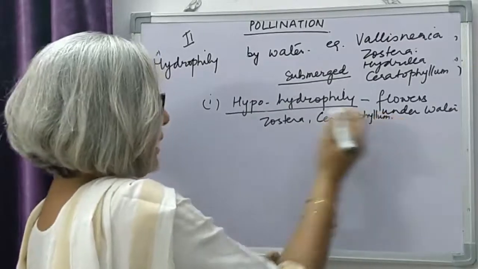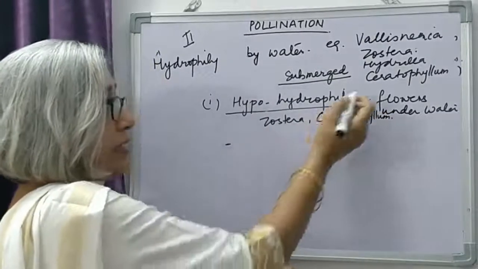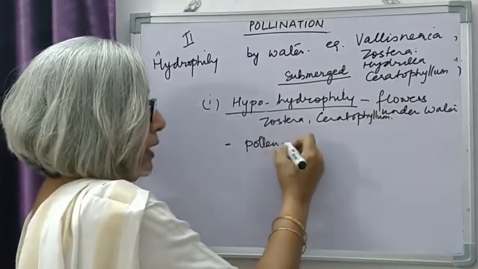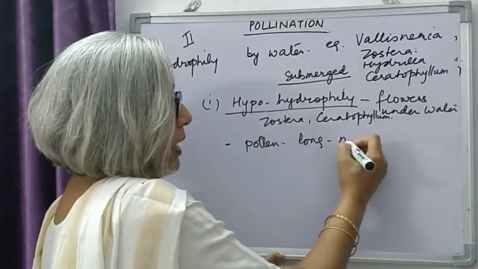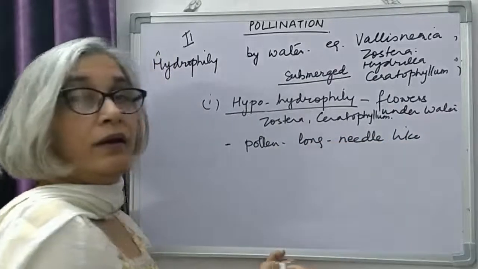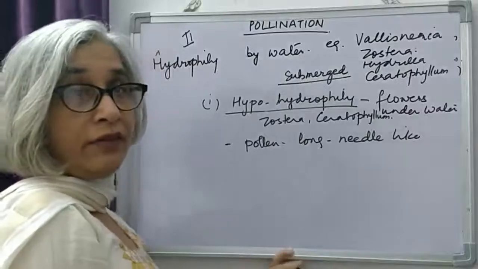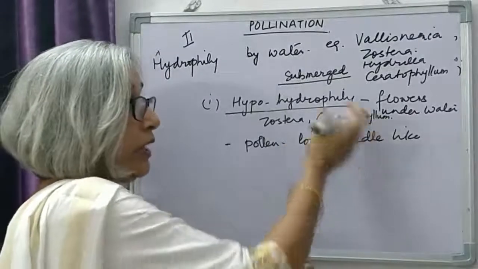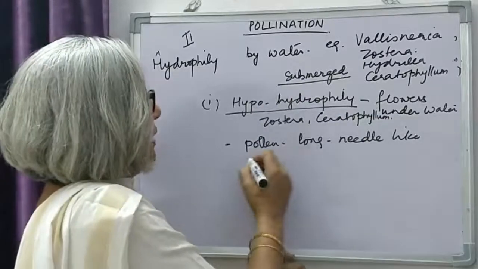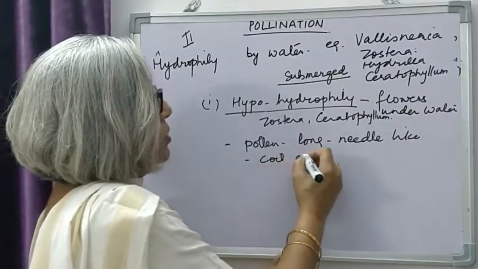The characteristic is that these flowers are found underwater and the pollen grains are long and needle-like. And when they are produced from the anthers, they, with the help of water, reach the female flowers and they coil around the stigma.